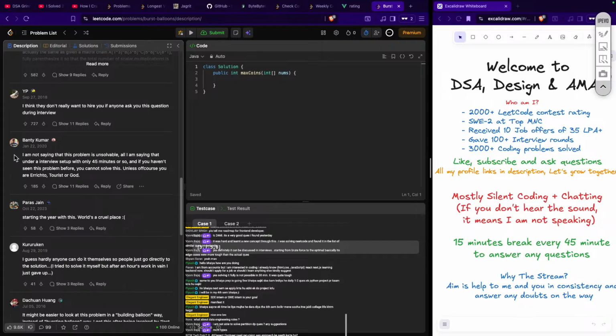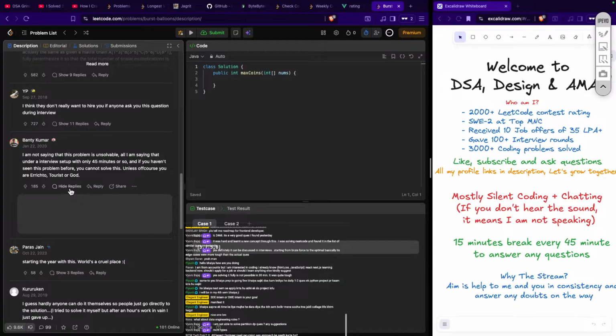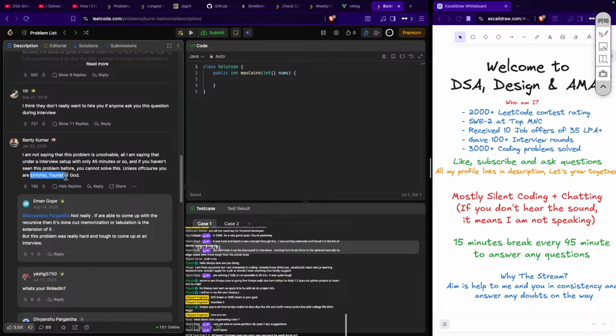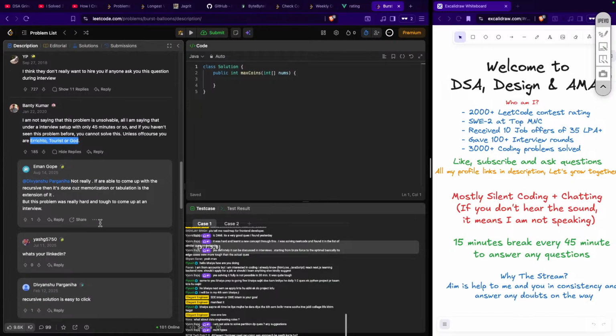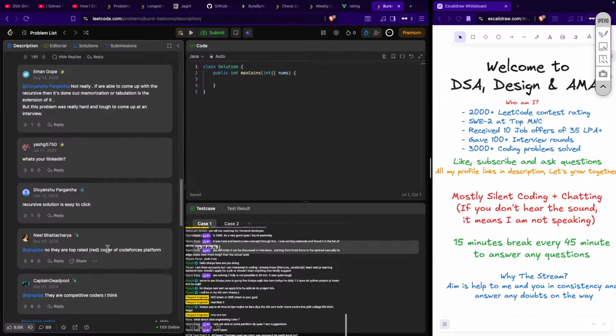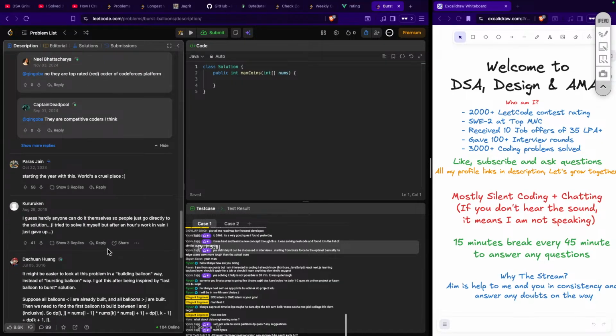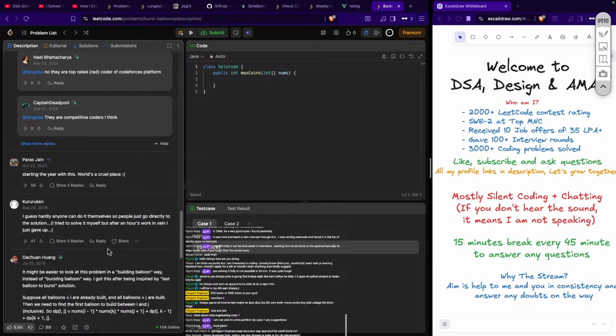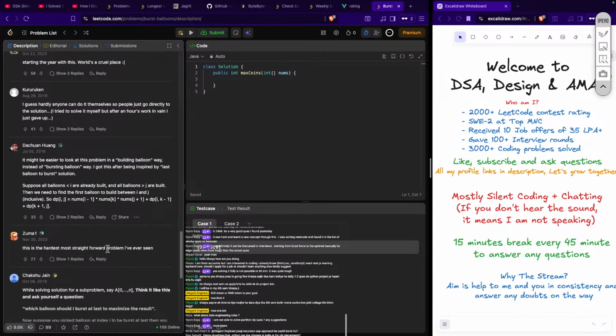Yeah, I agree with this comment. These three people are very good. Yeah, a recursive solution one can come up with, but then memoization after that becomes tricky. This is an MCM problem.